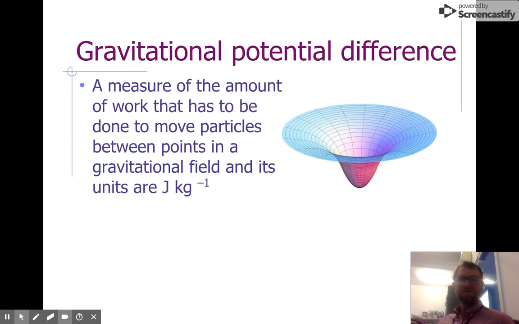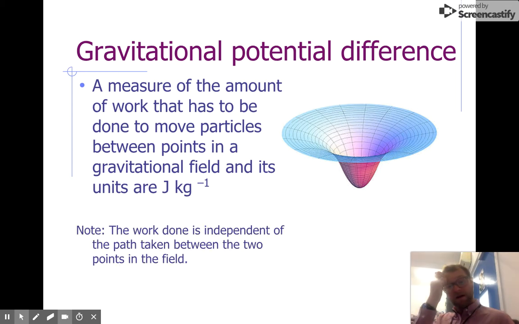So gravitational potential difference is a measure of the amount of work done on a particle between 2 points in a gravitational field. And so this is joules per kilogram. Okay. Notice that per kilogram is really, really important there. The work done is independent of the path taken, exactly as we said before. It's about the two distinct points, and we work out what the gravitational potential energy is in both those places, and we work out that potential difference per kilogram.